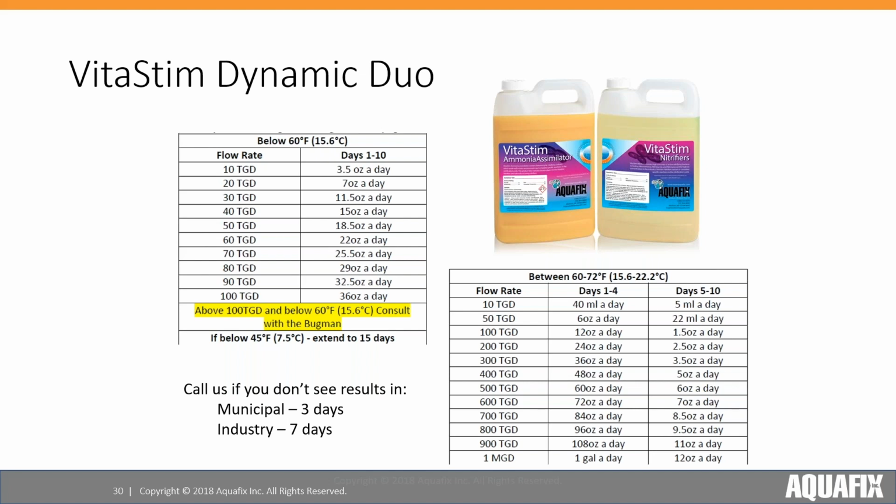So municipal plants, they should see effluent ammonia decreasing within 3 days. If not, we'd like to hear from you so we can explore what may be going on. For plants treating industrial wastewater, that has a lot more variables to consider, and we also need to consider what sort of production's going on and the cleaning schedules. I would give it about 7 days to see some effect.